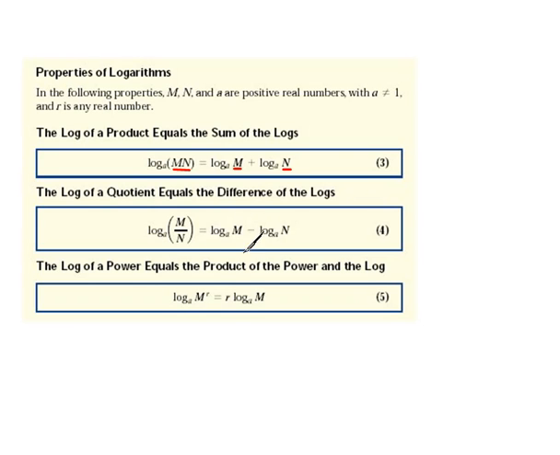Now, the opposite of addition would be subtraction. The opposite of multiplication would be division. So those things go together also. This one says if you've got the log base A of m divided by n, that equals the log base A of m minus the log base A of n.